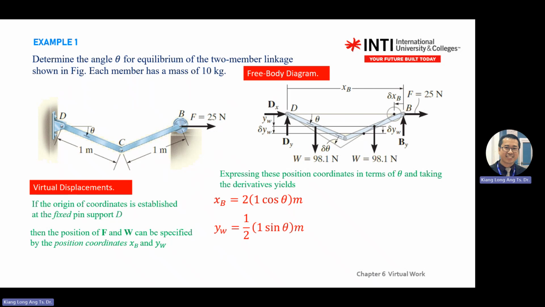This is delta y. Yw is theta. This is 1 meter, and you want to calculate this one. So here, sine theta equal to yw divided by 1. So yw equal to 1 sine theta.